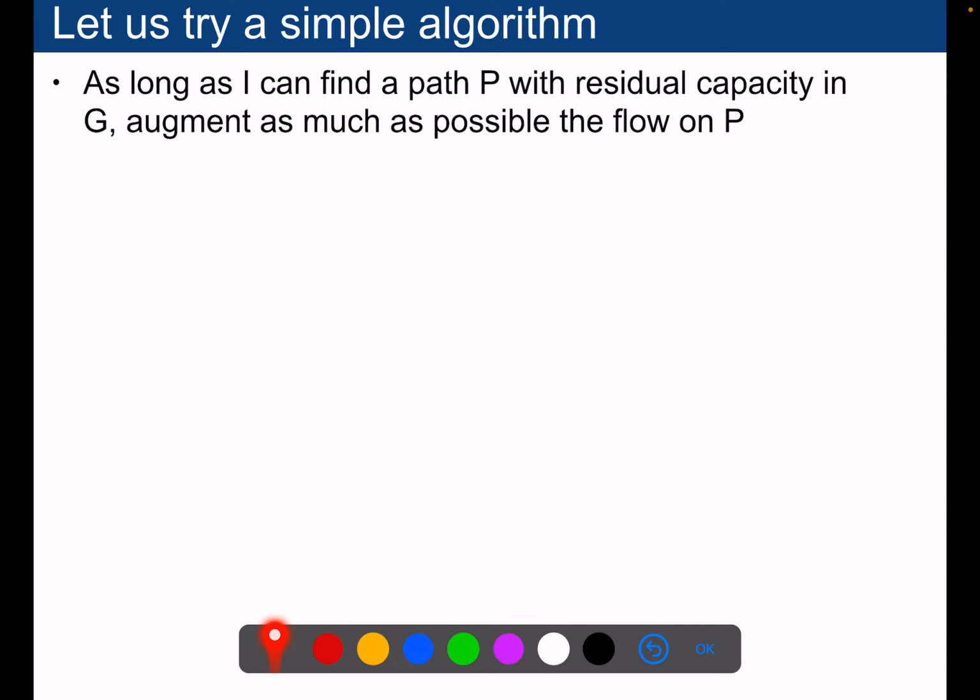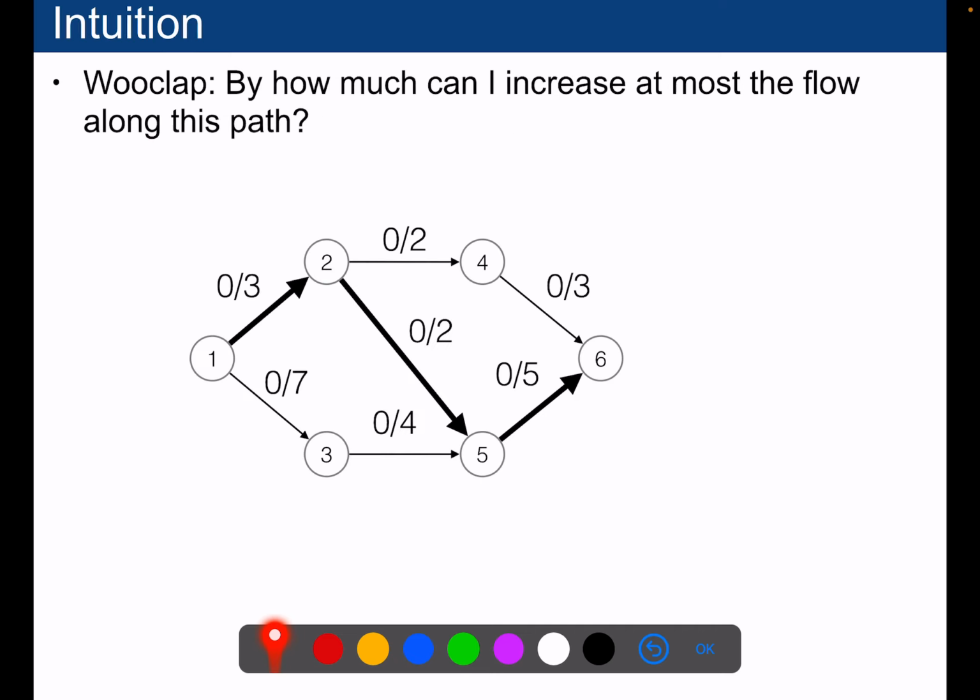So let us try a very simple algorithm. The algorithm will be the following. As long as we can find a path P with residual capacity in graph G, we will augment as much as possible the flow on the path P. Let's do that. Assume that I have here my path 1, 2, 5, 6. On that path, you see that currently I have 0 flow, and so clearly I can increase a little bit the flow along that path.